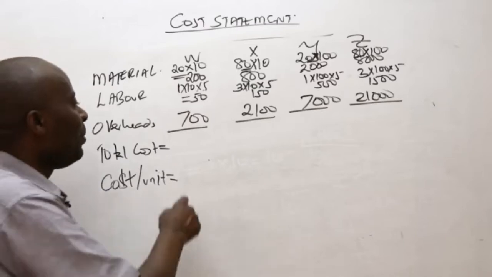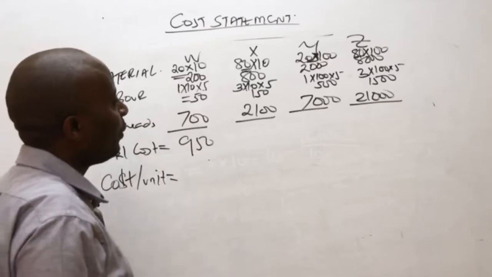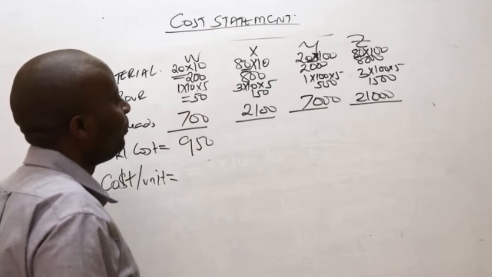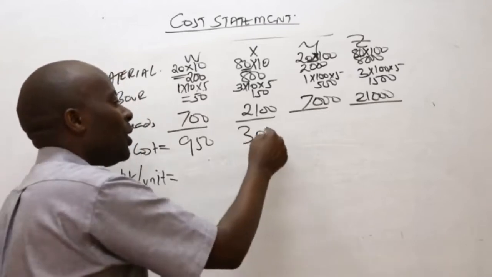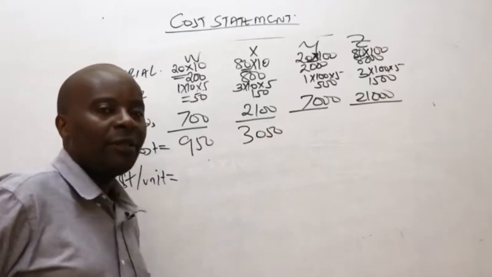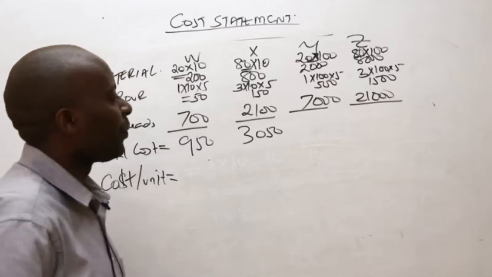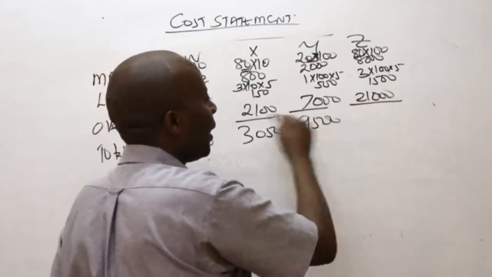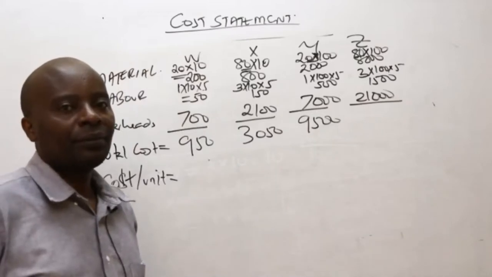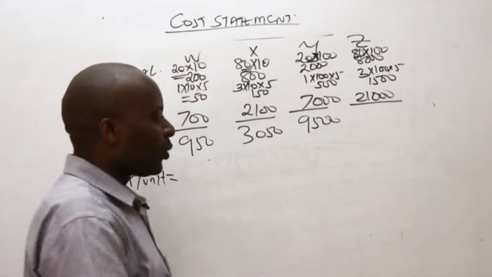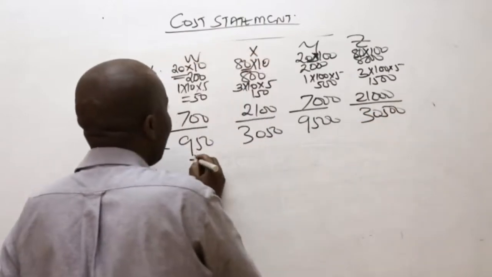So the first one, I'm being given a figure of 950. How about X? What do we have there? Total cost, 3,050. How about Y? 9,500. And then we have Z lastly: 30,500. But since they wanted unit costs, come and divide this by the number of units.